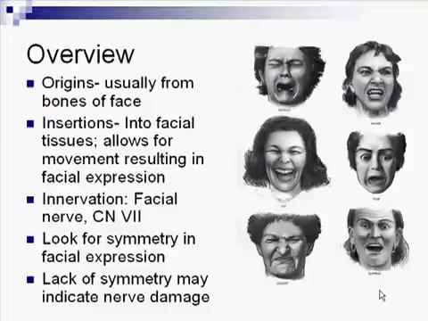So as we give an overview of the muscles of facial expression, remember that the muscles of facial expression are layered on top of each other. Many move at one time to produce facial expressions. The origins are usually from bones of the face, insertions into facial tissue which allows for movement resulting in facial expression. Innervation is the facial nerve, which is cranial nerve 7.